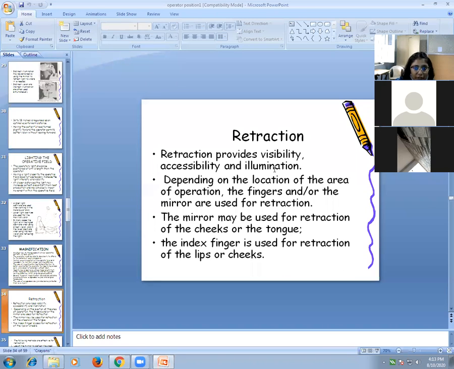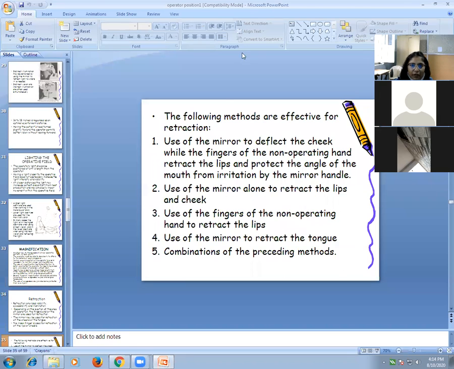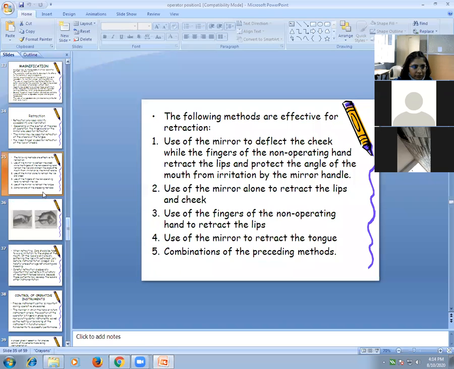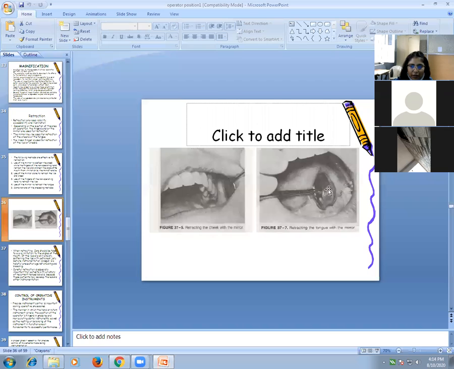You should always use retraction when needed, never work hazily, depending on the location of the area. Usually when working in the mandibular area, the tongue is a major hindrance, so you might get distracted by the movement of the patient's tongue. So always retract the tongue with proper instruments. A mirror may be used for retraction of cheeks or tongue. See how the tongue is retracted, how the buccal cheek is retracted while working on the maxillary.